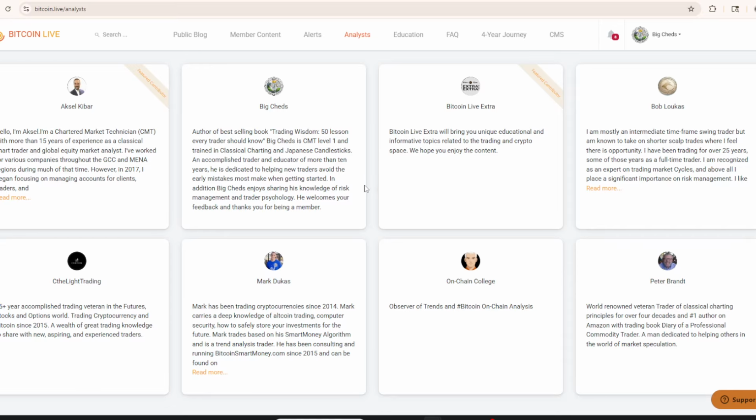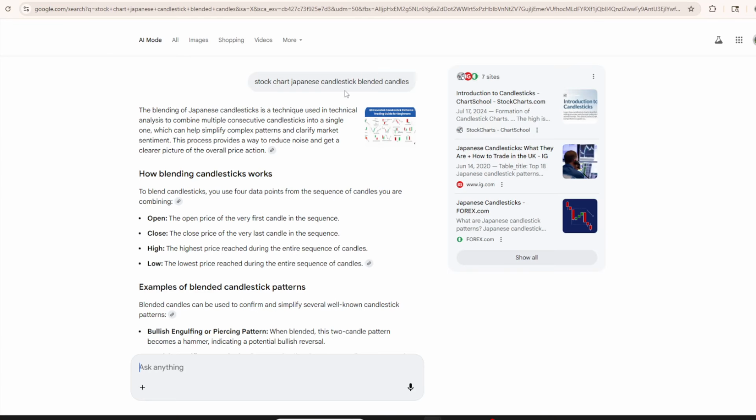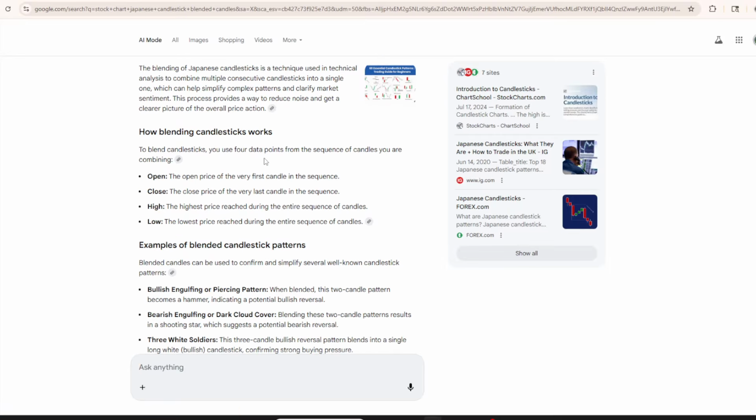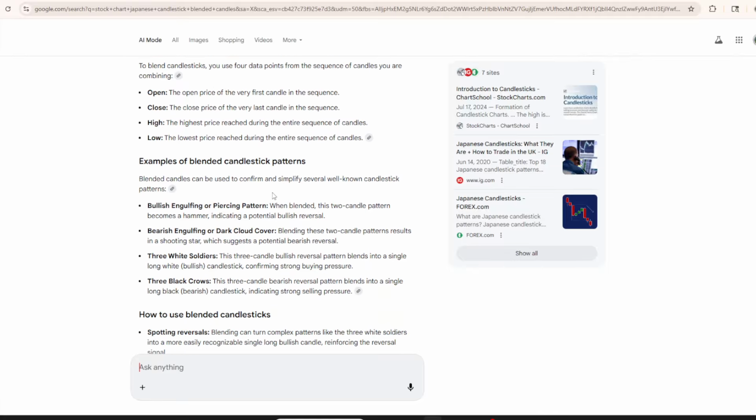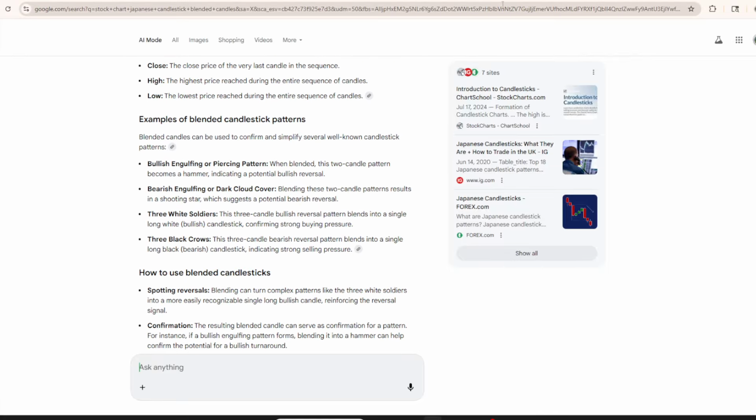For today's lesson, we're going to talk about a concept called blended candles. You may have heard me talking about it before. It's not often discussed, but here's a quick AI overview of what the idea of a blended candle is, how it works, and what the point of it is. So I'll show you a couple examples.